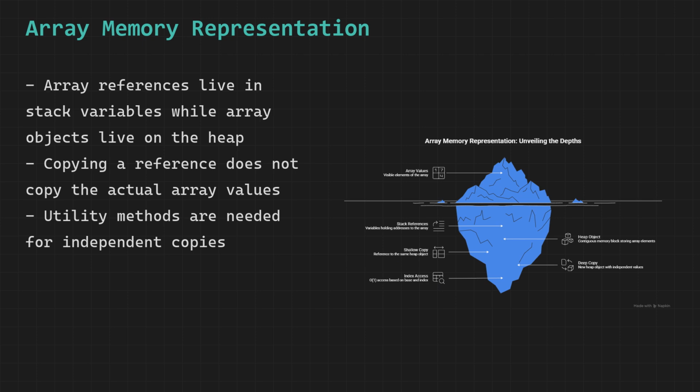Understanding how arrays are stored in memory is one of the most important concepts in Java. It explains why certain operations behave the way they do, especially when passing arrays to methods or copying arrays. When you declare an integer array and initialize it with the values 10, 20, 30, 40, and 50, two things happen in memory simultaneously. In stack memory, a reference variable array is created. It does not store the array values.